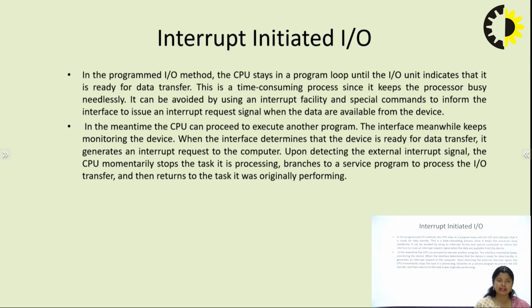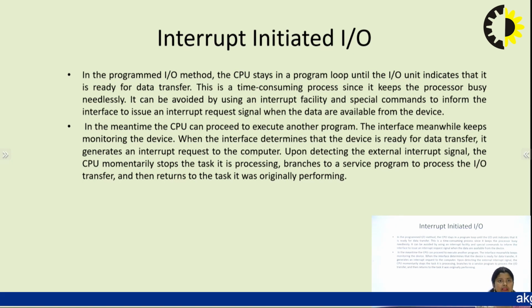When the interface determines that the device is ready for data transfer, it generates an interrupt, which is actually a request to the computer. On detecting the external interrupt signal, the CPU momentarily stops whatever task it is performing, transfers the data from peripheral devices to memory and then processes the I/O transfer. After that, it switches back to the previous task.